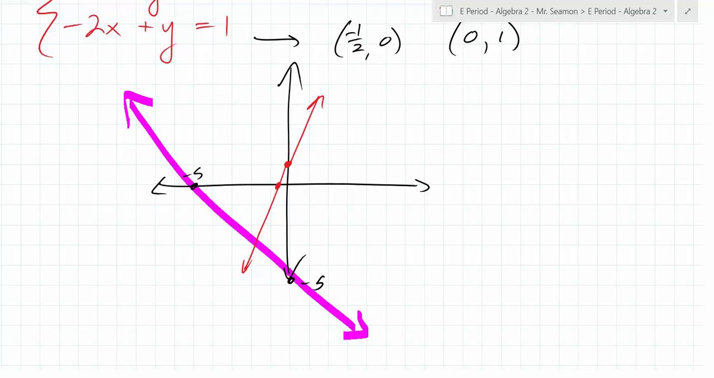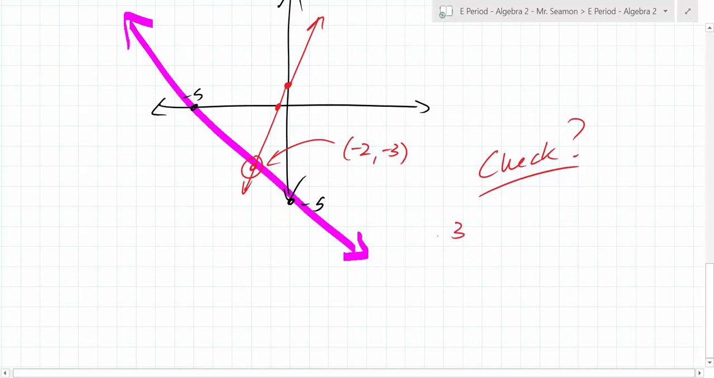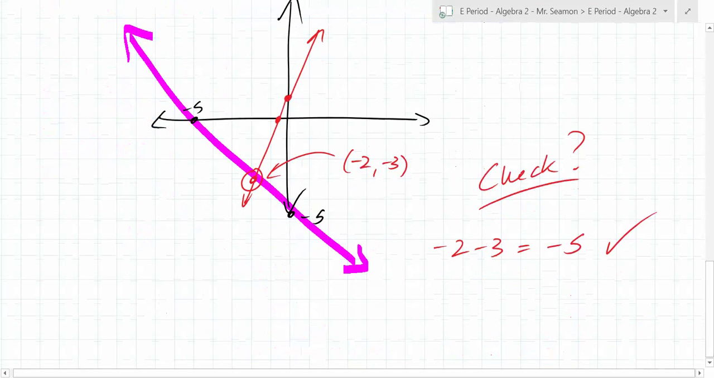Where does the solution lie? On the intersection. So we kind of estimate it right there. It kind of looks like that maybe is -3, -2. And what do you do once you have a solution? What should you do? Check. Does it check? Well, -2 plus -3, what's that? -5. So the first one checks because it does equal -5.